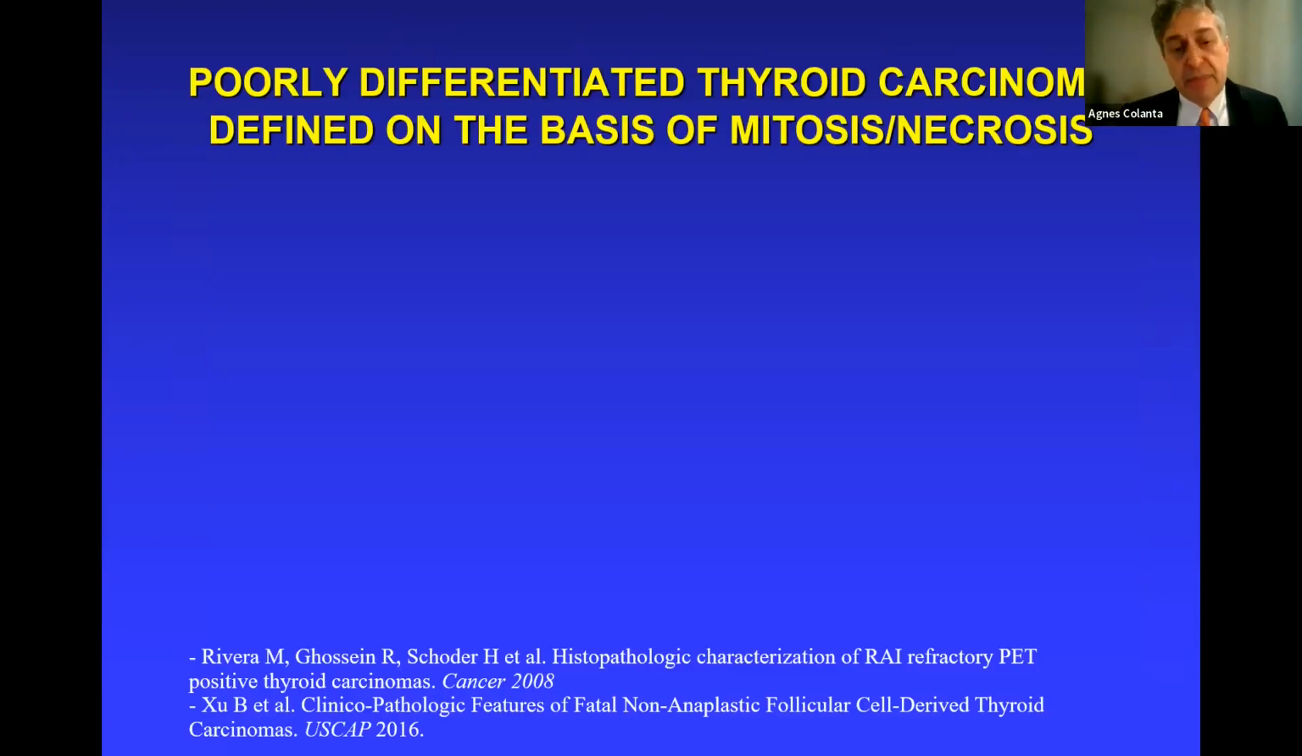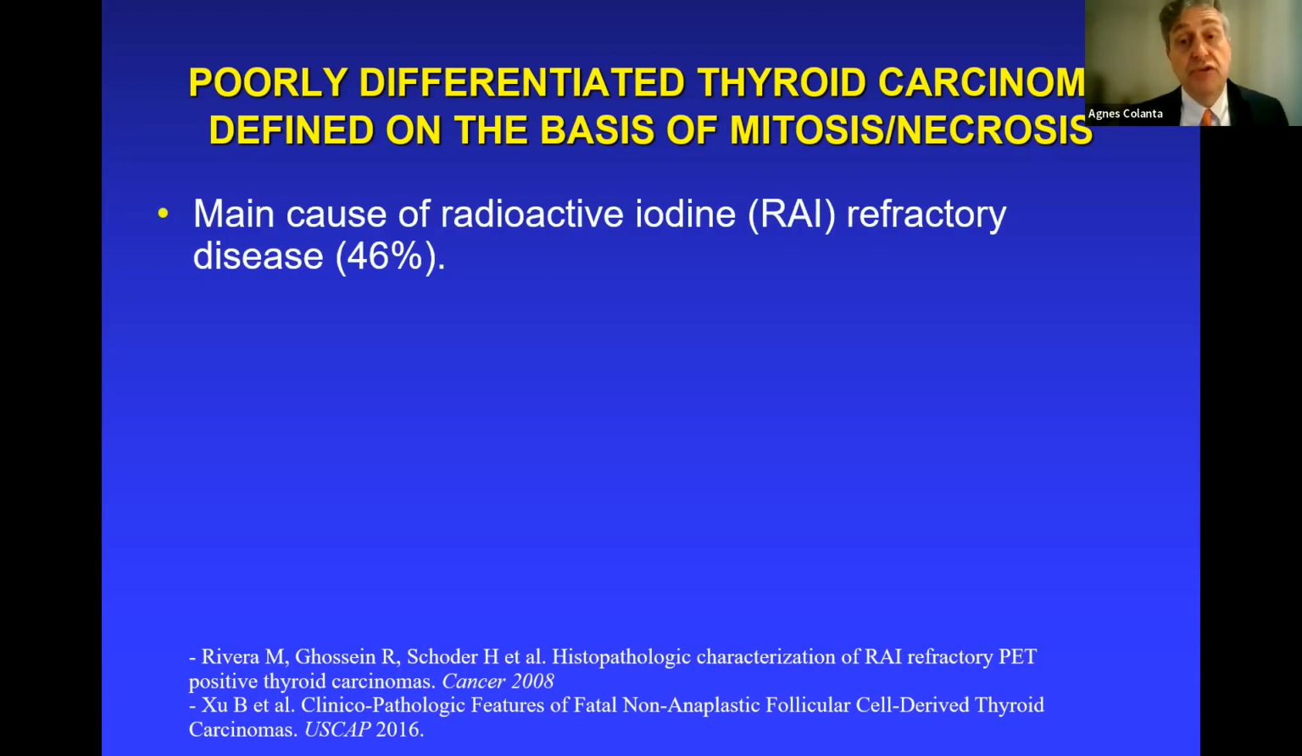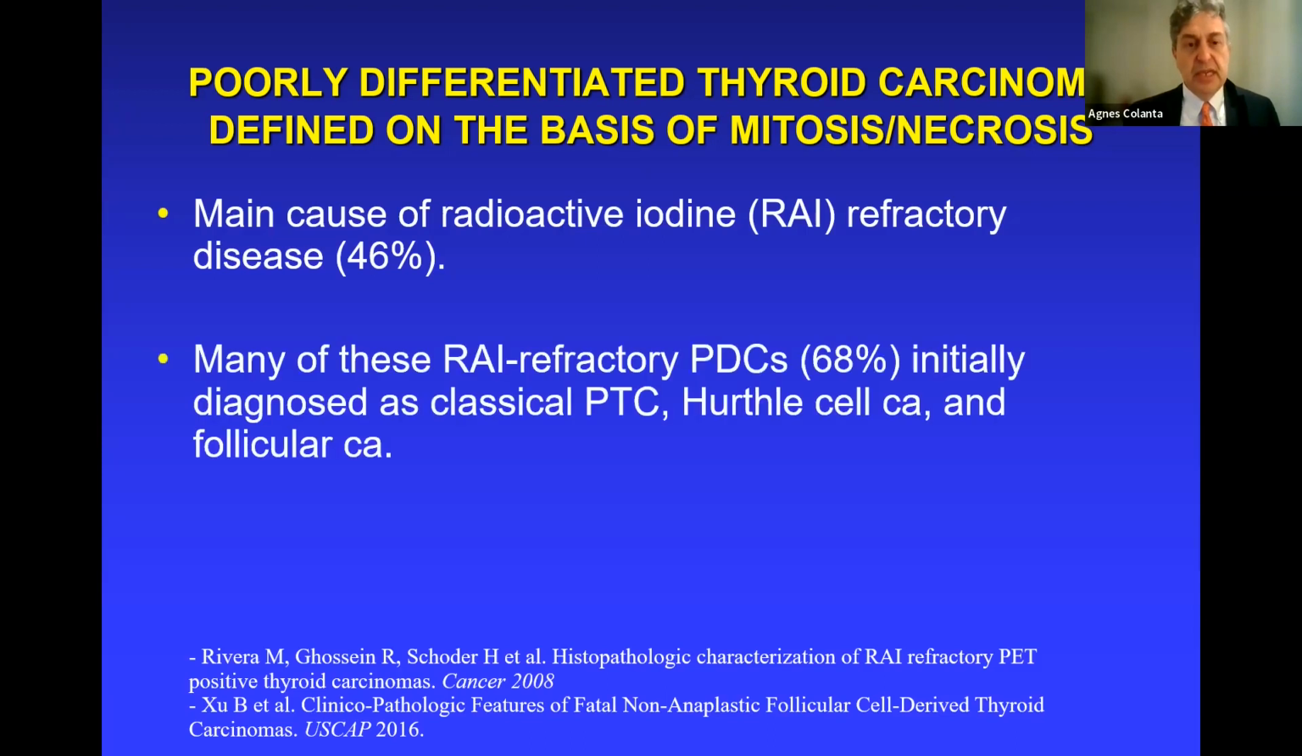So we at Memorial for many years have used the poorly differentiated thyroid carcinoma definition based on mitosis and necrosis, because it's the main cause of radioactive iodine refractory disease, and most patients who die of non-anaplastic carcinoma die of radioactive iodine refractory disease. Many of these radioactive iodine refractory poorly differentiated thyroid carcinomas are initially diagnosed as a classical papillary carcinoma, Hürthle cell or follicular carcinoma.